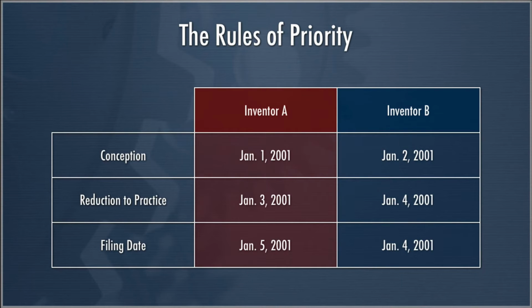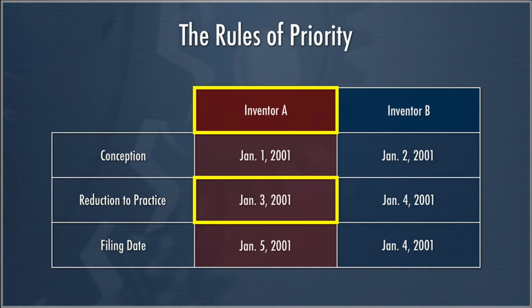All right, let's change the dates a little bit. Right? So inventor A now reduces to practice on the 3rd, but inventor B reduces to practice on the 4th, but inventor B beats them to the patent office. Okay, so inventor B files on the 4th, which is before inventor A does. Okay, now how do we resolve this? Well, again, we end with the basic question, right? Who reduced to practice first? Inventor A reduced to practice first, so inventor A has priority.